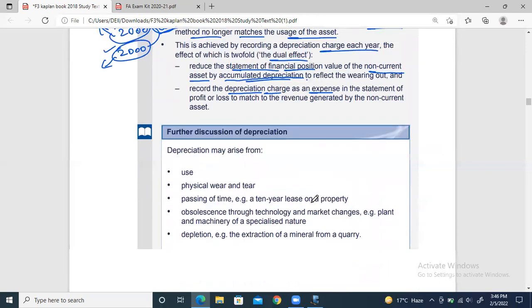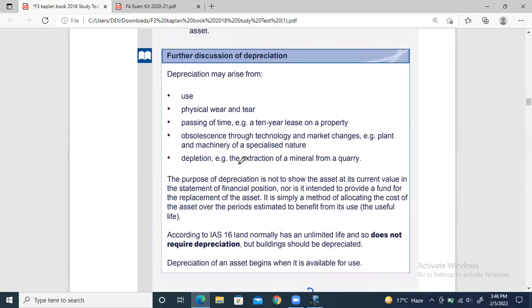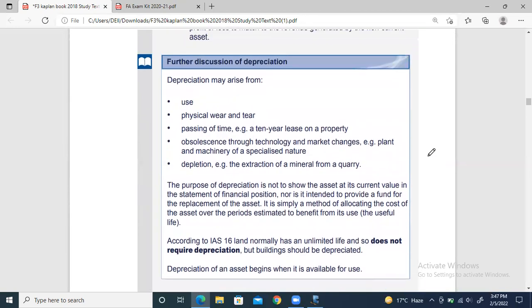So this is the further depreciation discussion. This you can read yourself. We have discussed it in a very detailed manner. This is just general knowledge, common sense. Depreciation may arise from use, physical wear and tear. These are just the reasons for depreciation. These are not asked in the exam, but you can read it for your general knowledge.